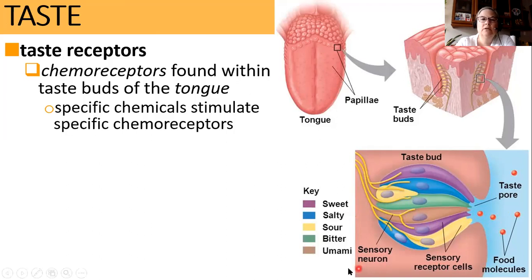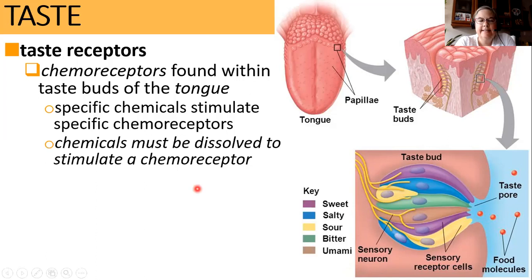And then there's another one called umami. And umami is a Japanese word for deliciousness. And it's kind of like that. To me, when I think umami, I think like stew. So it's sort of a meaty, savory flavor that we get from umami.